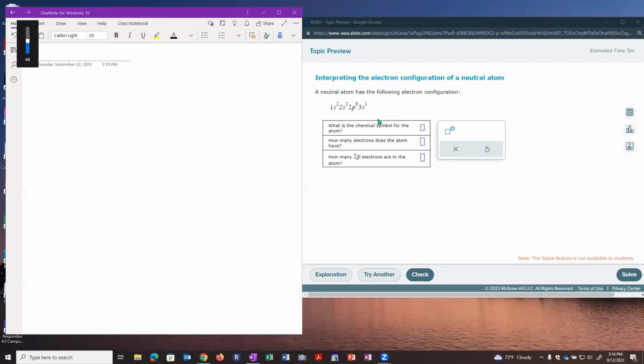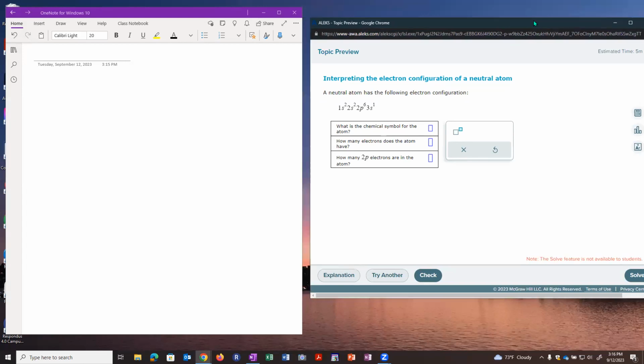All right, so we'll take a look at some of the questions from this week's content, where we're looking at electrons, periodic table trends, etc. So the first one here, we're going to take a look at electron configuration.